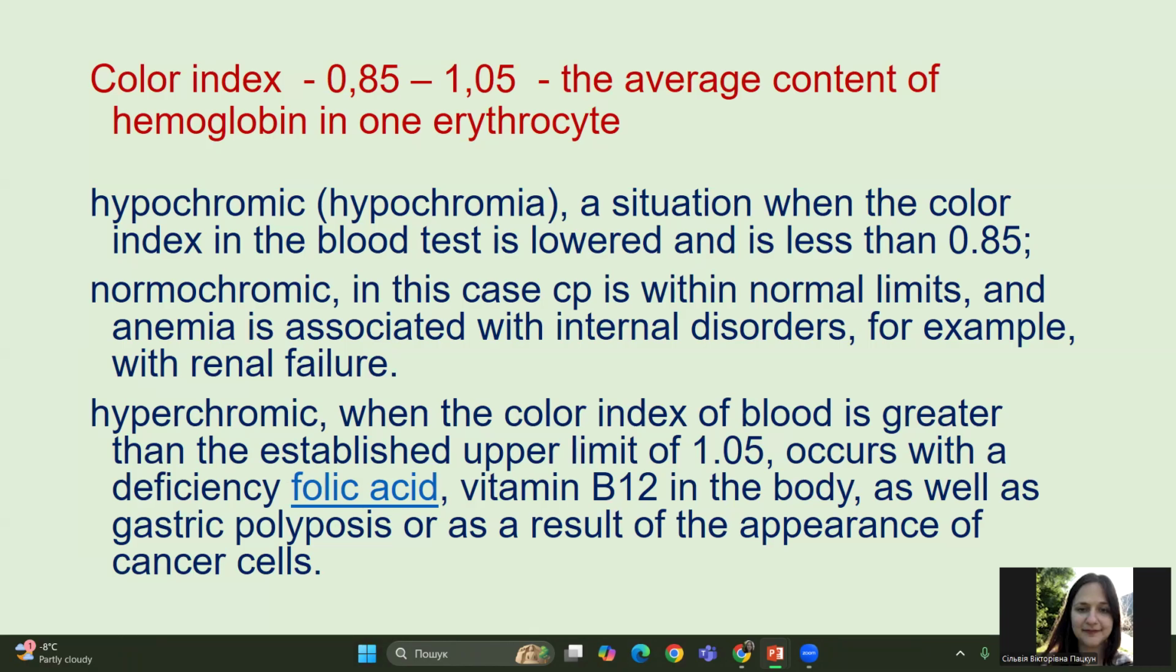Normochromic, in this case, color index is normal, and anemia, if present, is associated with internal disorders. Hypochromic anemia is the situation when color index in the blood is lowered and less than 0.85. It can usually be seen in case of iron deficiency anemias. Hyperchromic, when the color index of blood is greater than the established upper limit, 1.05, can usually be seen in case of B12 deficiency or folic acid deficiency anemia.